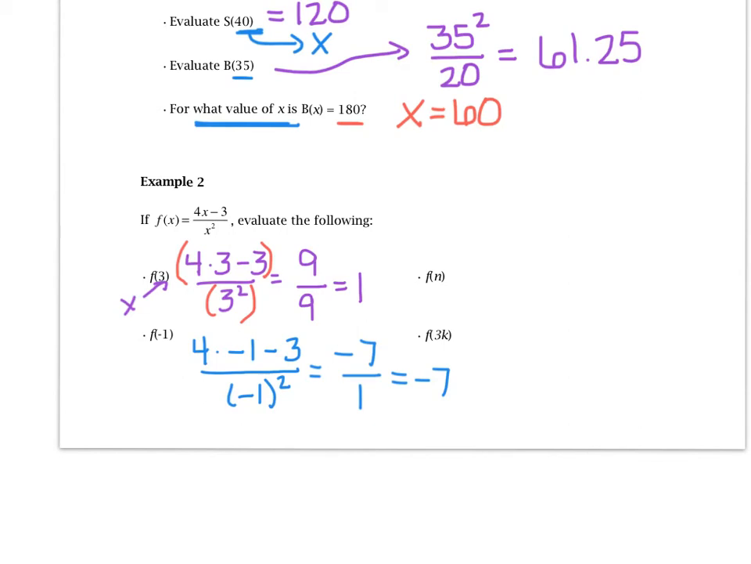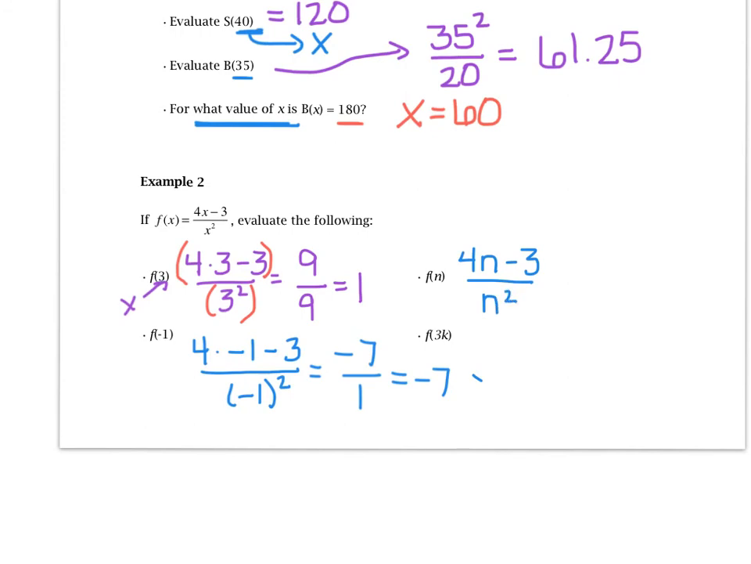Okay. Now, this next one's a little different, and it looks complicated, but it's actually quite easy. Just like before, whatever they're giving me here is what they want me to put in place of x. So here, when they give me f of n, all I'm really doing is plugging n in place of x. So that's going to look like this. Sorry, 4n minus 3. Copied my equation wrong. Over n squared.